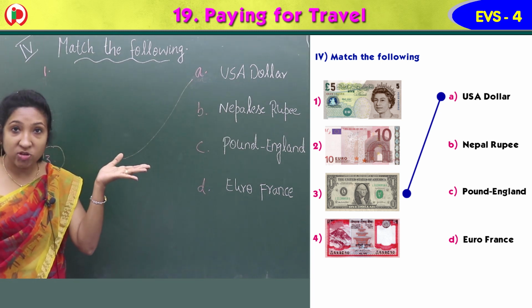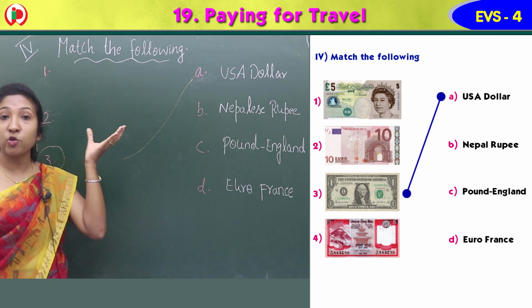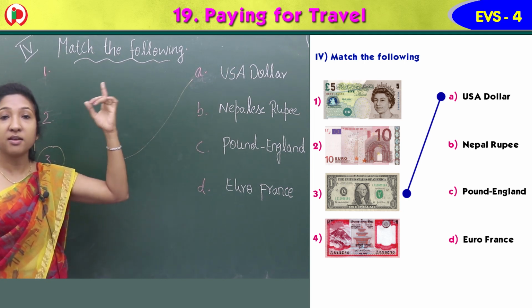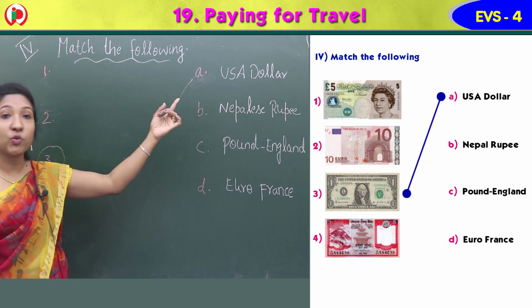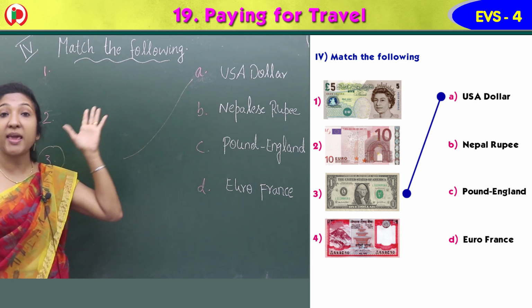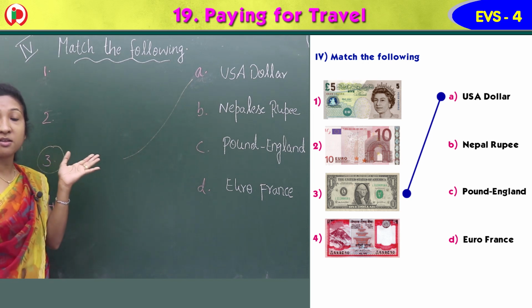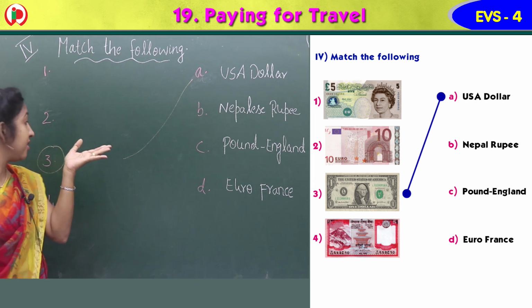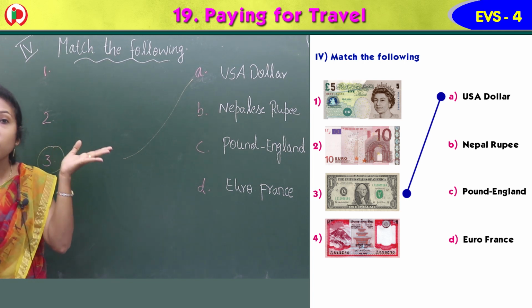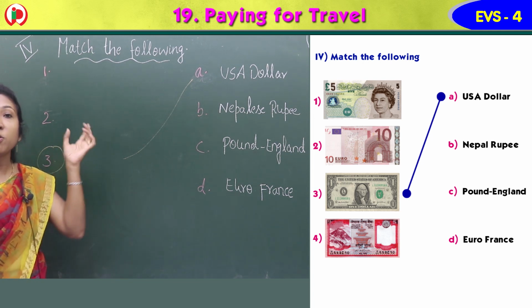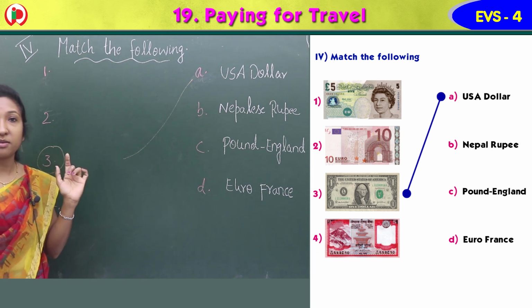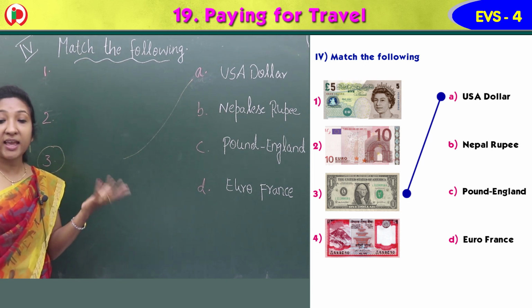So children, match the third image of USA dollar with the A here, the USA dollar word. Okay. So the images you can see on this side, the third one. The third one is the image of USA dollar. You have to match with A. Yes. Now the second one.